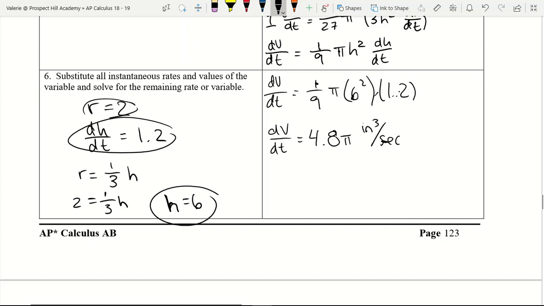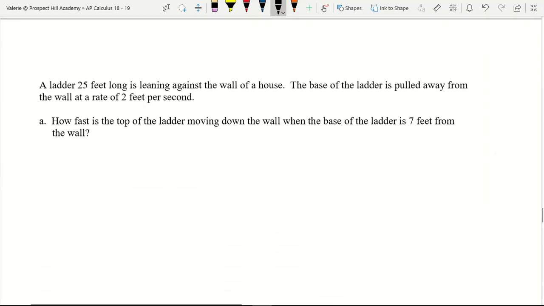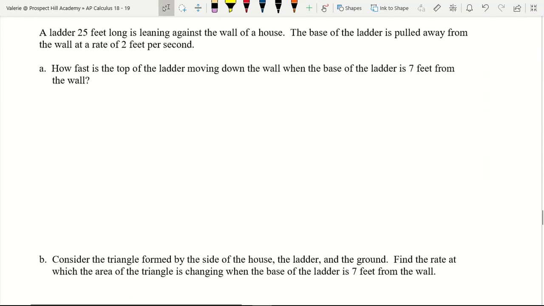Okay, so on to page 124. A ladder, 25 feet long, is leaning against the wall of a house. The base of the ladder is pulled away from the wall at a rate of 2 feet per second. How fast is the top of the ladder moving down the wall when the base of the ladder is 7 feet from the wall?